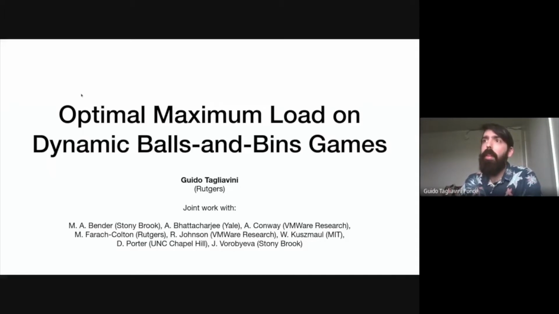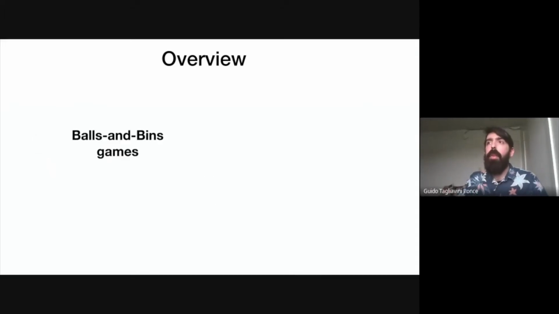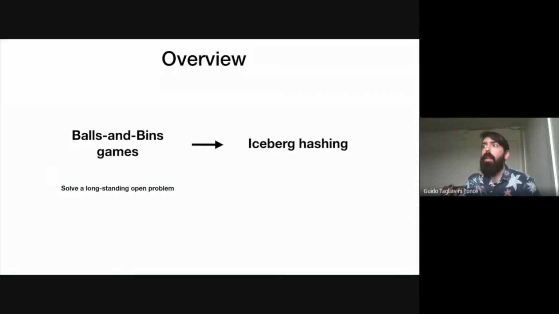So this talk is divided into two parts. In the first part, I'm going to talk about balls and bins games, and more specifically, I'm going to show you how we solved a long-standing open problem. Then we are going to apply the theory we developed in this part, and I'm going to show you how to develop a new type of hash table that we call Iceberg hashing. In particular, this hash table achieves optimal times and optimal space, and it does not do any kind of cuckooing or reallocation of the elements.